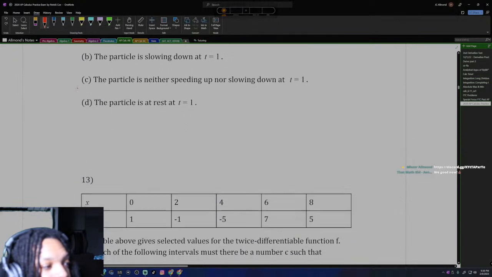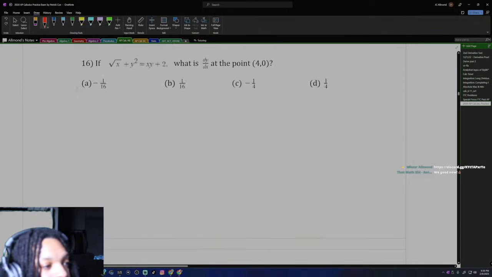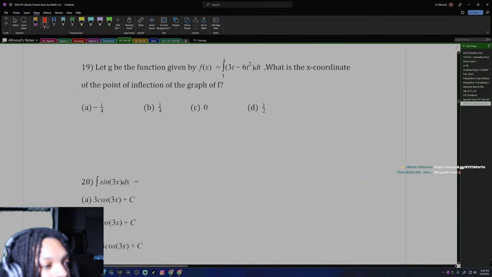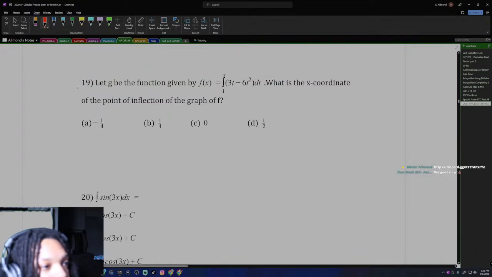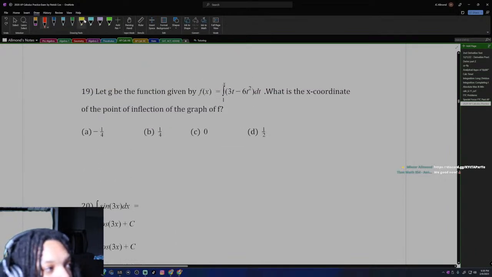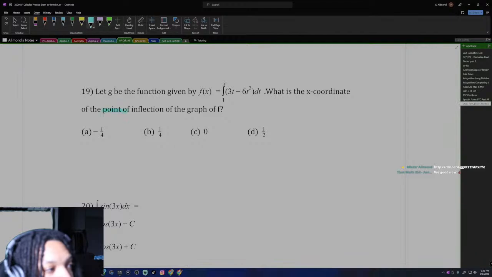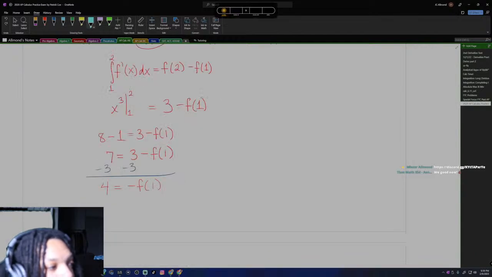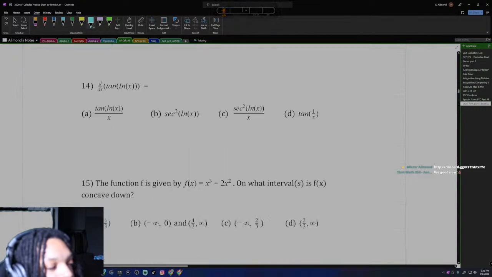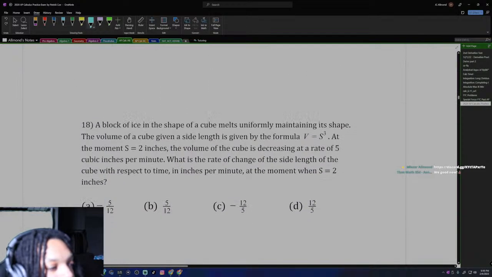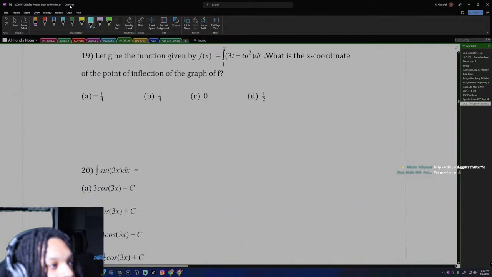I hate how this does that. Dang it. What number was I on? Here we go. All right, so the x coordinate of the point of inflection. Hold on. God dang it, bro. I meant to make my highlighter a little bit thicker. Hold on.